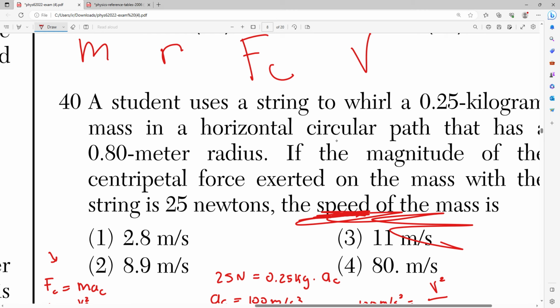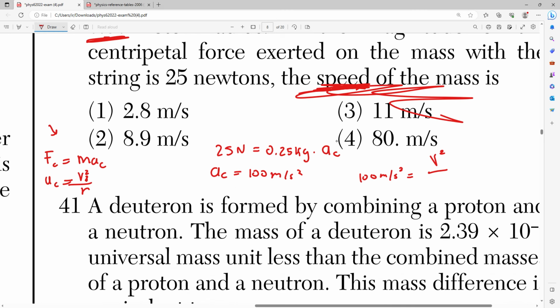And in this case, my radius was 0.8 meters. Next, I'm going to multiply both sides by 0.8. So 100 times 0.8 is 80. Now I'm left with 80 meters per second squared is equal to v squared. I'm going to take the square root of both sides. The square root of 80 is roughly 8.94, and that's going to match up with choice number 2.